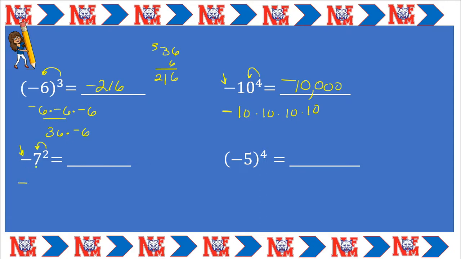In this one, the negative is just dangling out front. My exponent only is going to the 7, so 7 is my base. So I'm going to carry down this negative out front, and then I get -49.